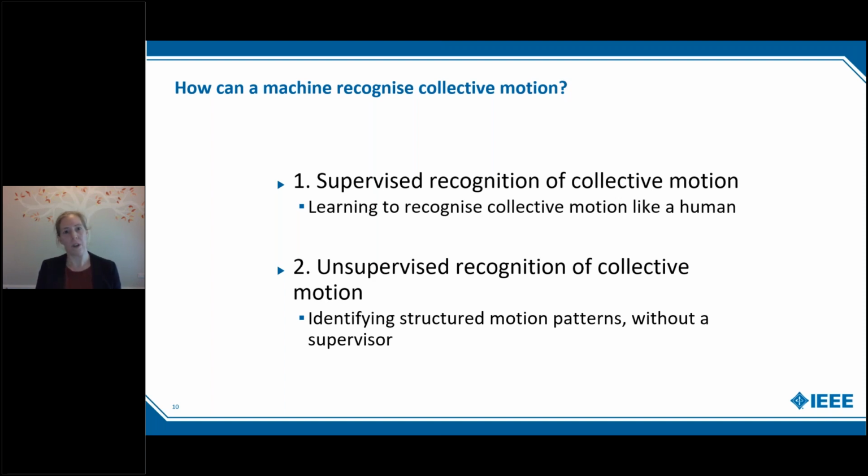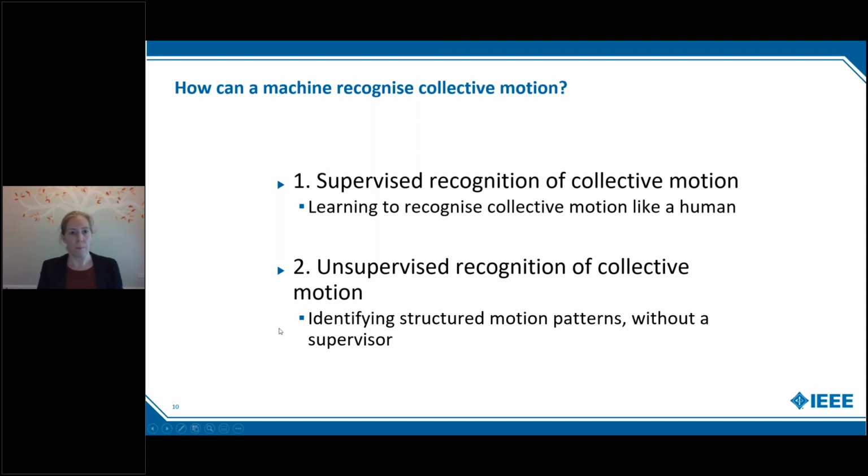So perhaps we could provide a labeled data set and we could supervise a machine so that it's able to learn how to recognize a collective motion the same way that a human does. So that was one approach. And obviously there are all of the normal limitations of supervised learning: we need a data set, and that data set is going to be limited to a certain type of data and so on.